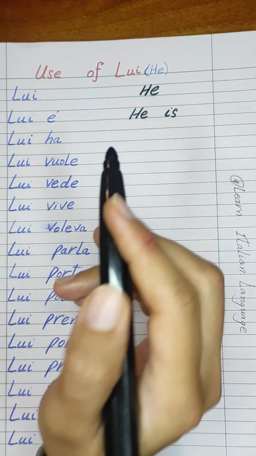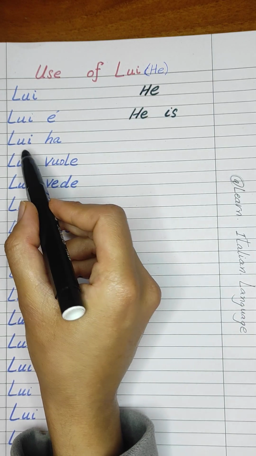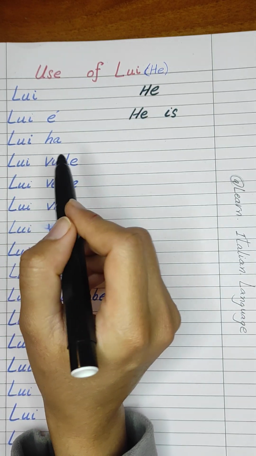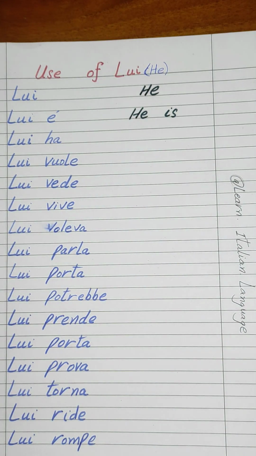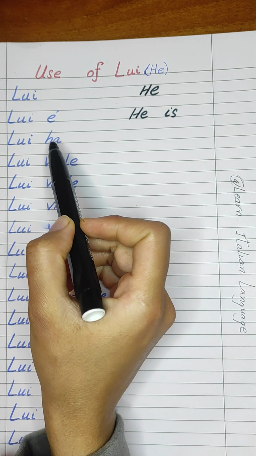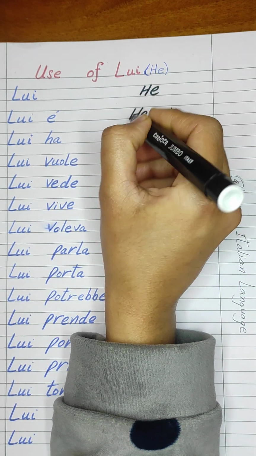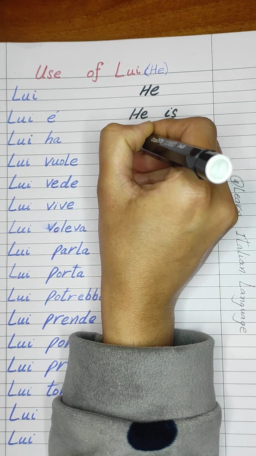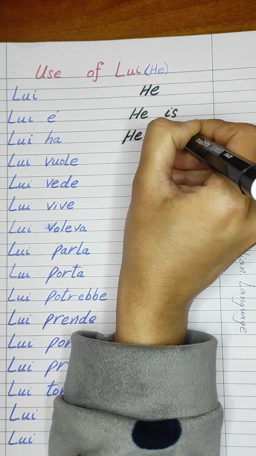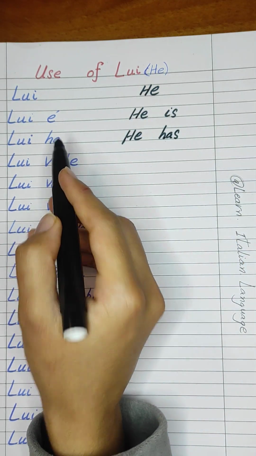Next is LUI ha. LUI means he, ha means have. We know the helping verbs has, have in English. Same in Italian, ha. LUI ha, he has. In place of has, have, we use ha.